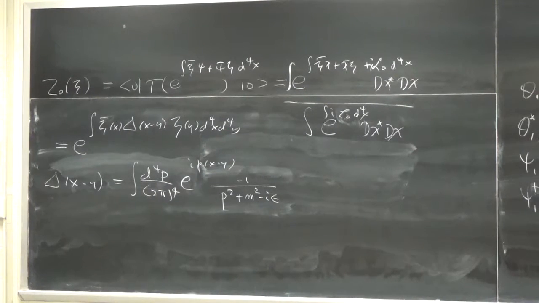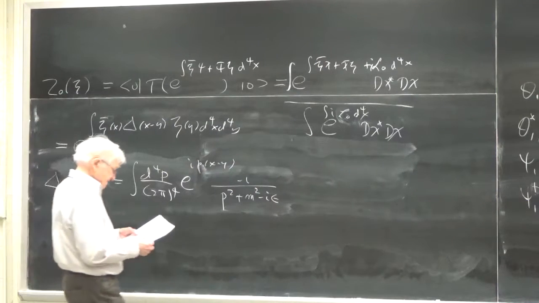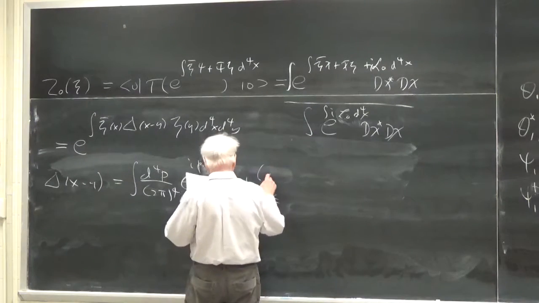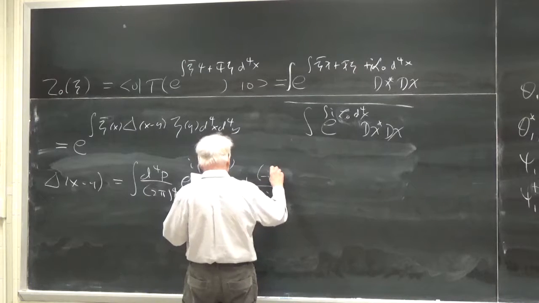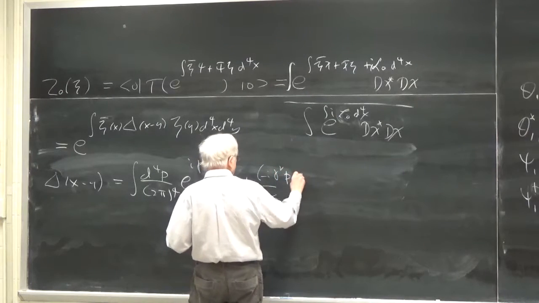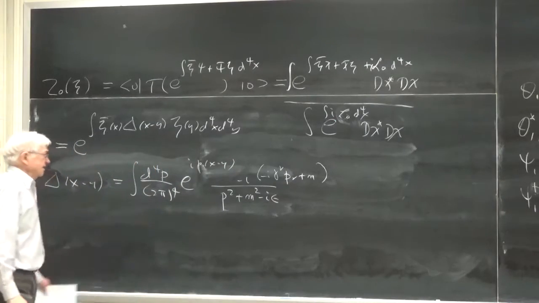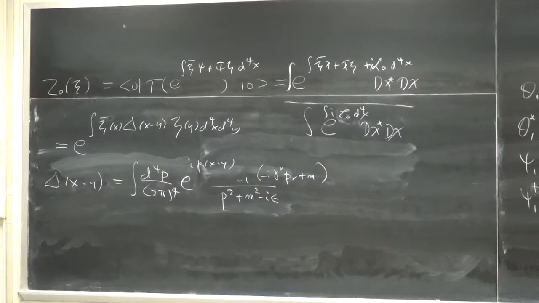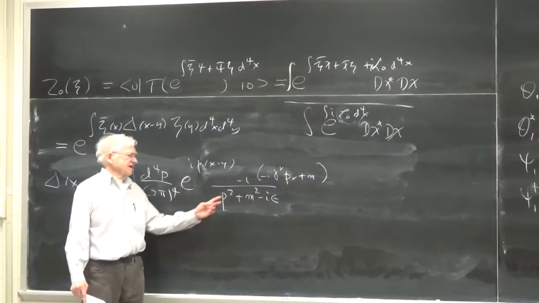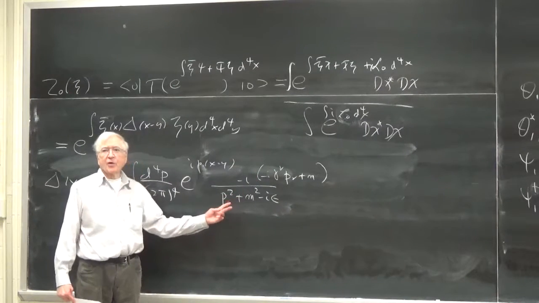Oh, wait a minute. No, I've got something wrong here. This is actually minus i times minus i gamma^ν p_ν plus m. So I left something out. The Dirac propagator, you know, famously is 1 over a linear form in p.